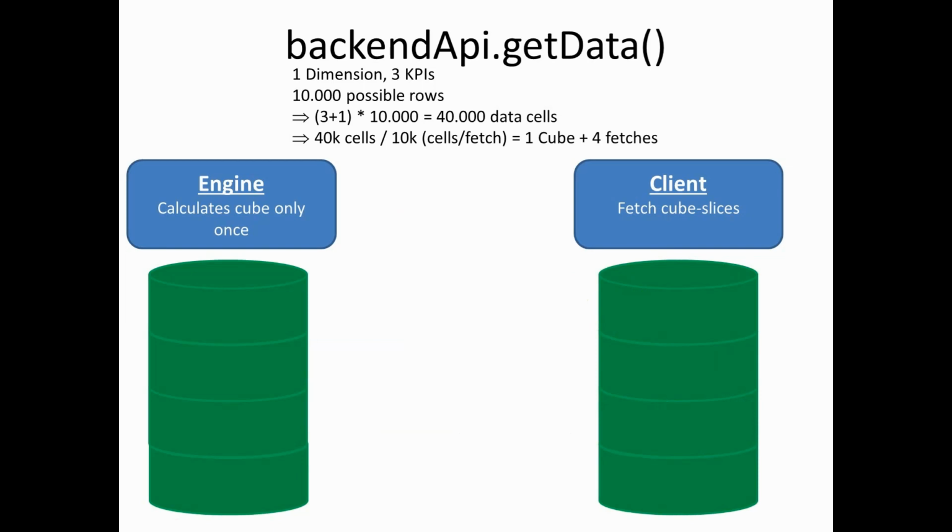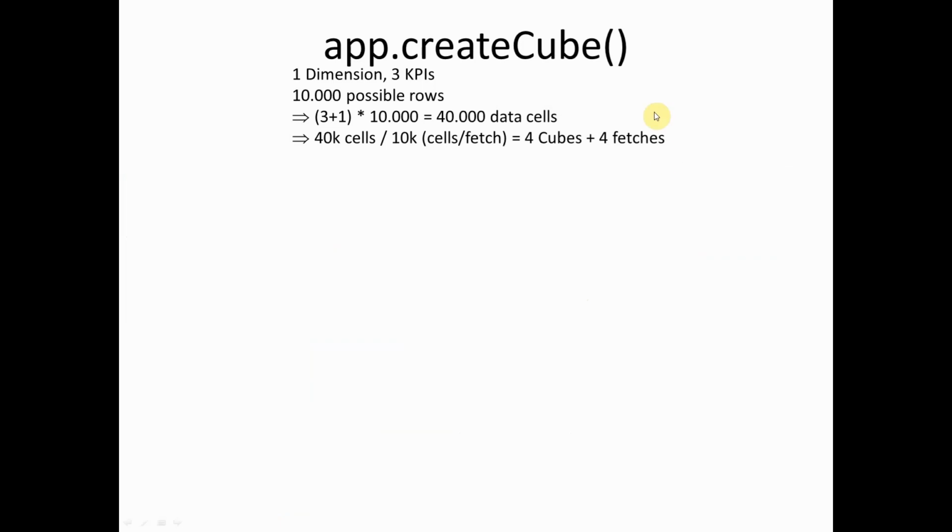But what happens when we use the app.createCube function? We have again the same situation, 1 dimension, 3 KPIs, and in total 40,000 data cells. But there's a small but major difference that we can see here: there's not just 1 cube, there are 4 cubes and 4 fetches. But why are there 4 cubes?